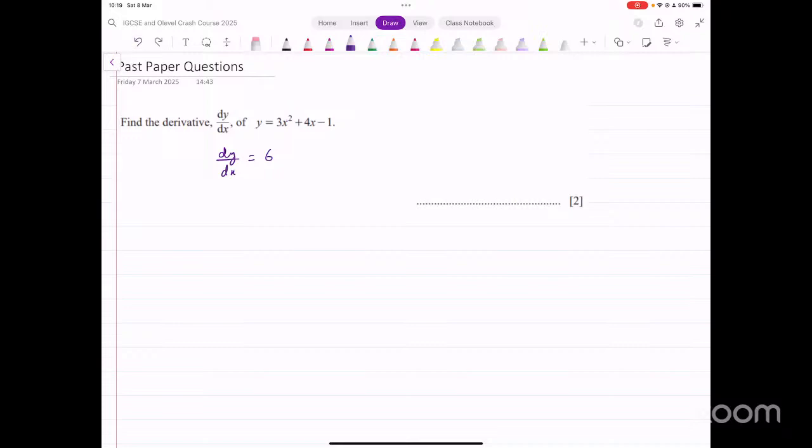Subtract 1 from the power. It becomes x. Derivative of 4x, that's just 4. And you just write that here. 6x plus 4. Derivative of 1 minus 1 is just 0. So you're left with 6x plus 4. That's the derivative of this function.